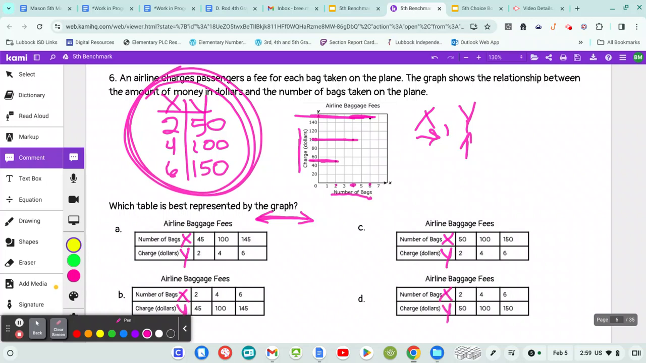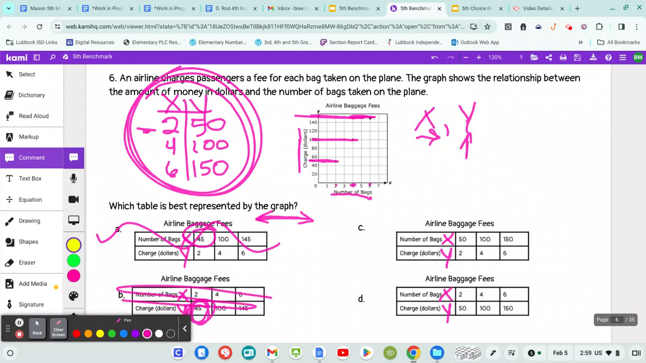Okay. So now when we look at this, I can immediately get rid of 2 of them. I didn't write down 45 anywhere up here, so I'm going to get rid of this one. Again, I didn't write down 45 anywhere.